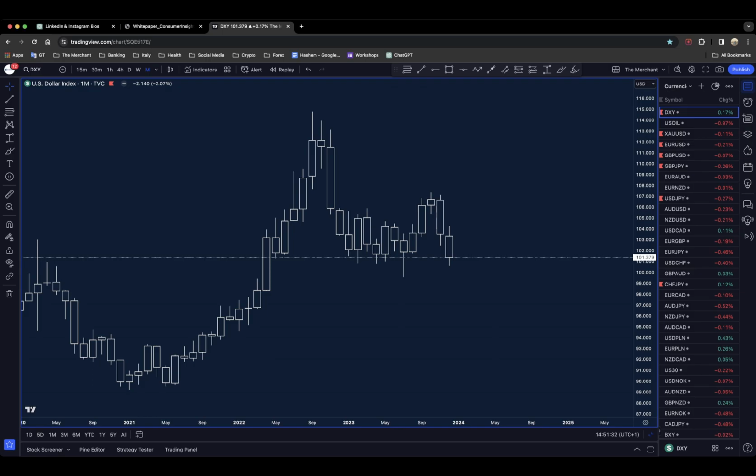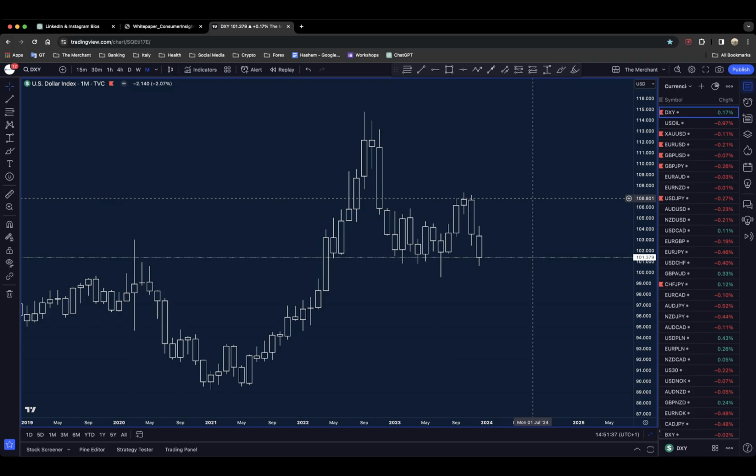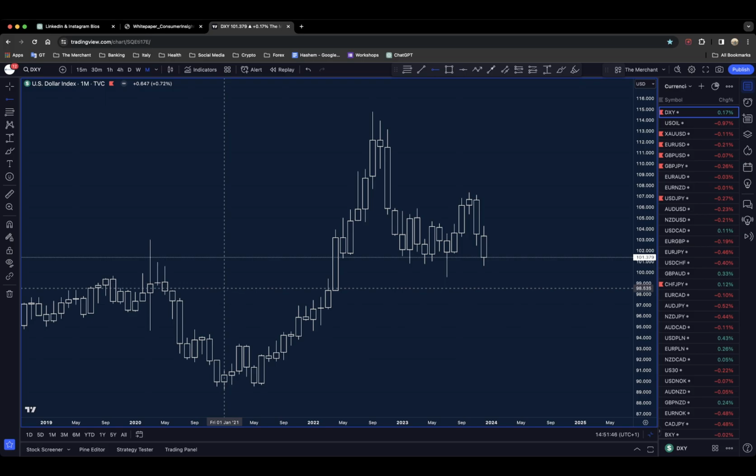Okay, so let's start with the DXY. Right now I am on the monthly time frame, and let's first look at the bottom and top of 2022. This is August, December, and here is the bottom of 2022. As we can see in the chart, it's January 2022.